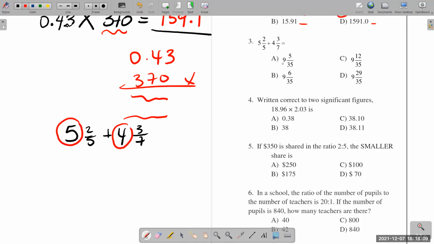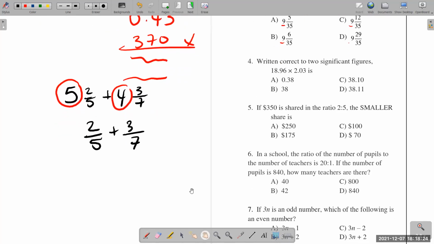So what do you realize? All of them have 9. So that's not the thing we're looking for. What we're looking for is to focus on the fractions. 2 over 5 plus 3 over 7. Anybody remember how to add 2 fractions? What do we find first? What must happen in order for me to add 2 fractions? They must have what? The same denominator.